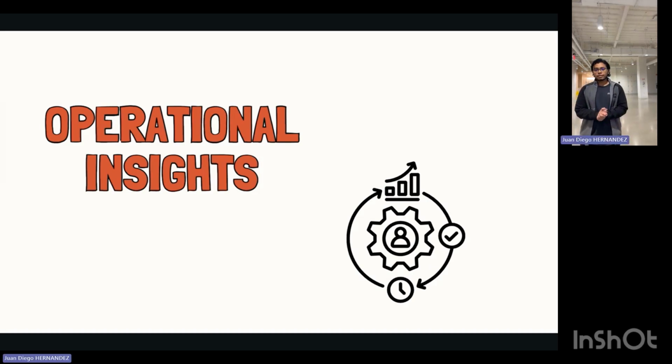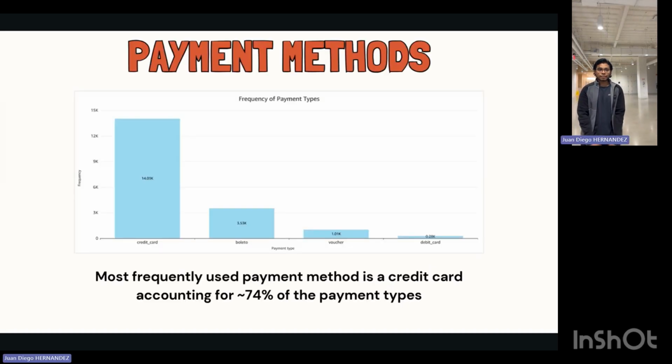And now let's take a look at some operational insights. Starting with payment methods, credit cards are the most used, accounting for about 74% of transactions. This reflects their convenience and highlights the need to ensure a smooth credit card payment process.